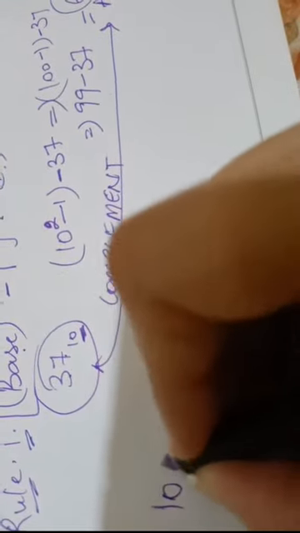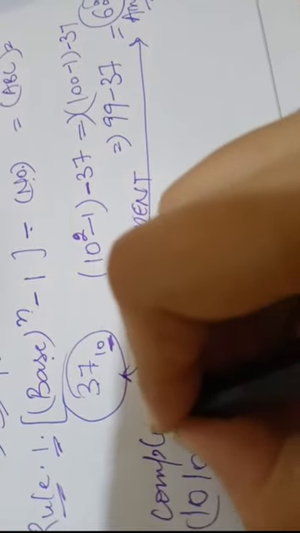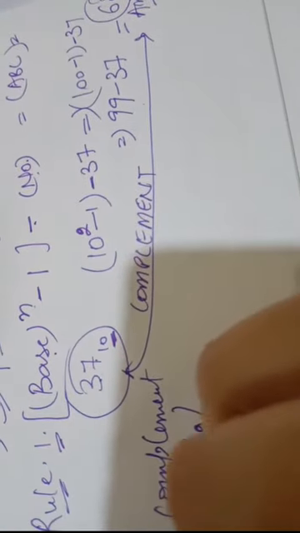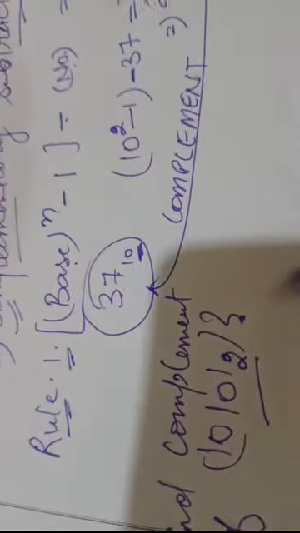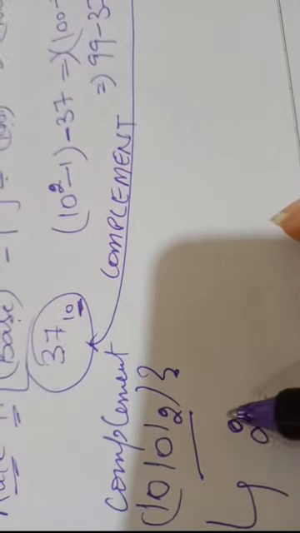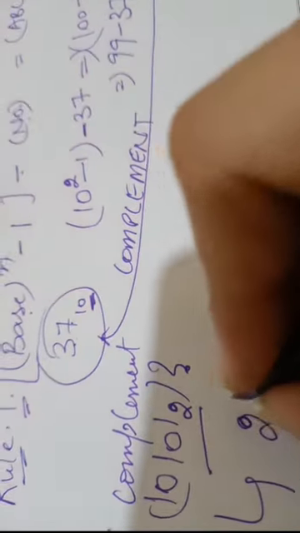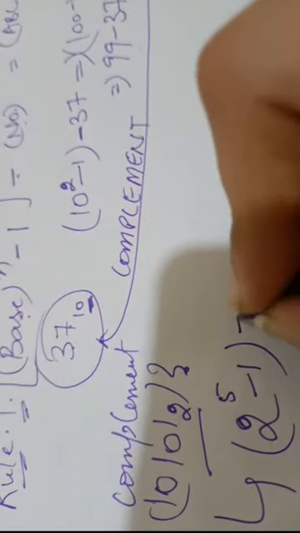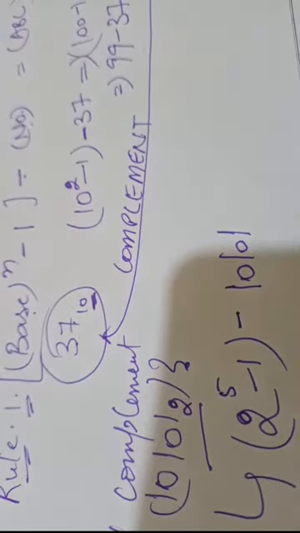So let's have an example: 10101 to the base 2. We need to find the complement of this number. First of all, we write the base, and then its power. In the power we put the number of digits: 1, 2, 3, 4, 5. There are 5 digits, so we write 5. Minus 1, and then minus this number, 10101.